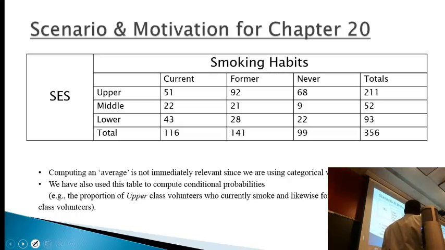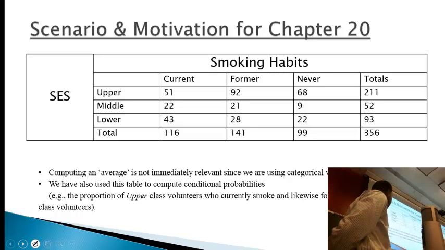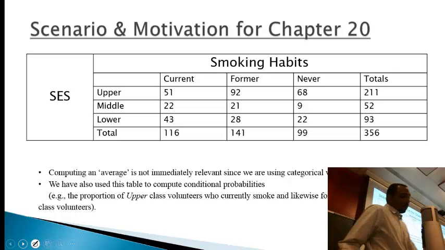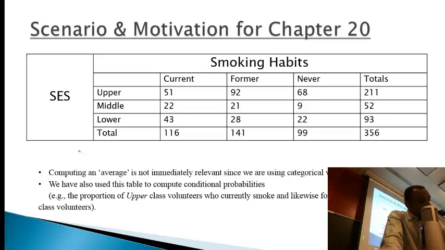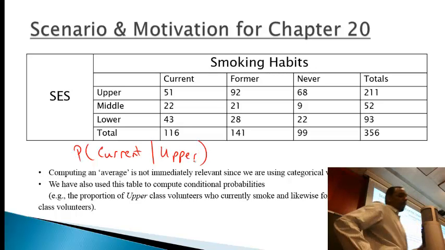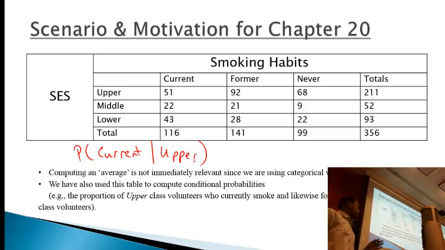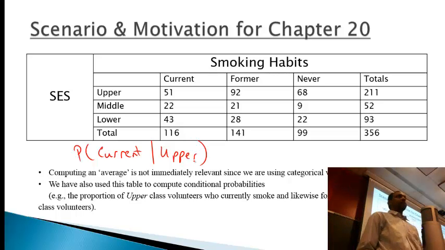All right? So, let's see here. Let's just make sure you remember this type of issue. What will be the conditional probability of being a current smoker given that you're from the upper class? What percent of people who are in the upper class are current smokers? This is a chapter 5, 6 kind of question. How can you figure that?